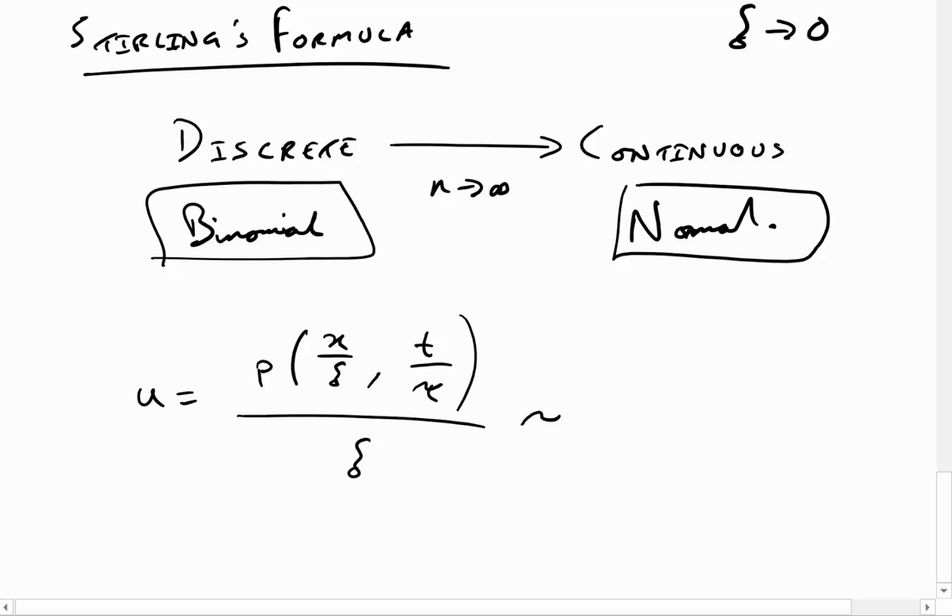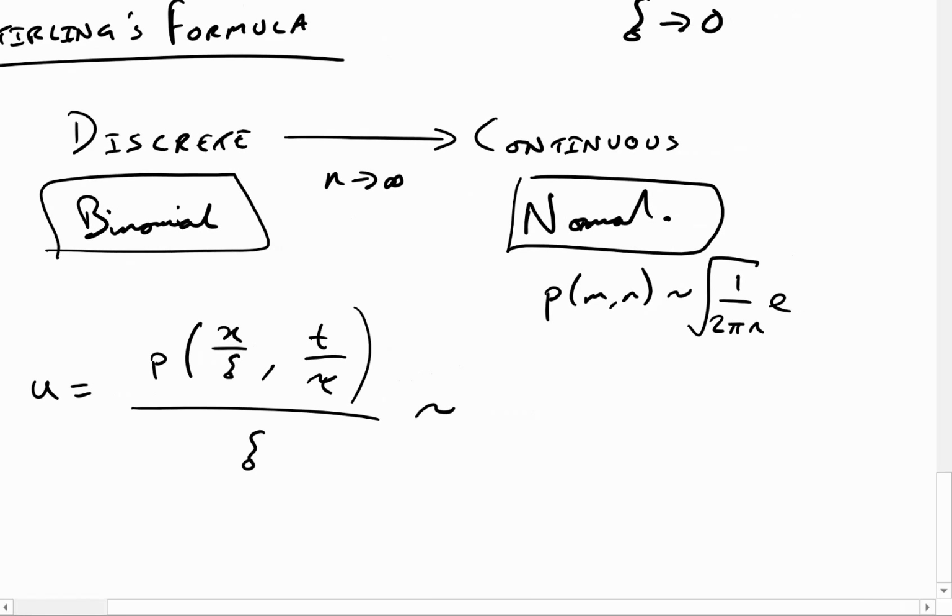Well, if you remember from normal distributions, we had this very awkward formula. Let me just try and think of it. I think it was p of m, n, something like this. The probability will be given by something like the square root of 1 over 2 pi times n, times e to the minus m squared over 2n. I think it's something like that anyway. So it's basically the PDF of a normal distribution.